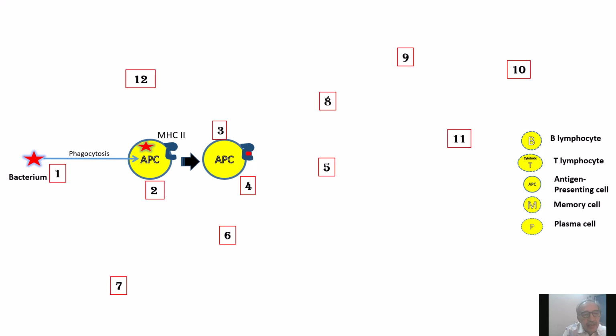that is digested bacterial product protein, the APC presents the bacterium, number 3, to the helper T cells. There is an immunological synapse with the helper T cells, MHC 2, and the bacterial protein is presented to the helper T cells. The antigen presenting cell secretes interleukin 1, which makes the helper cells proliferate, activate.